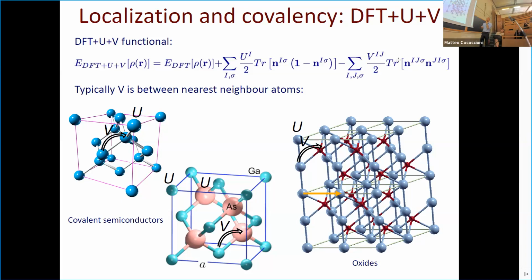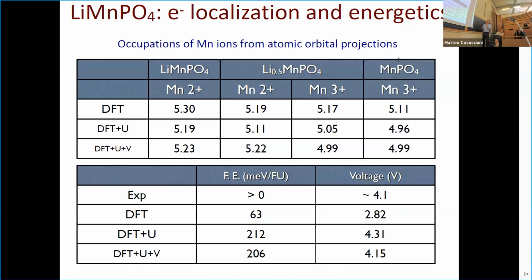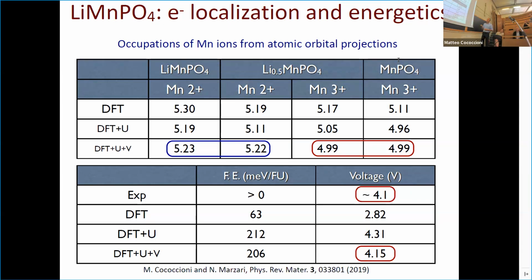Let's see how it works for the manganese material that I was just mentioning before. And you see that the agreement is now much better than before, in terms of the number of electrons, such as 2+ and 3+. So the inclusion of the inter-site interaction improves a lot the way you represent 2+ and 3+, and makes it consistent with what you have for the fully delithiated and fully lithiated materials. And also the energy has improved, because now the average voltage can be computed with much better agreement with experiment.